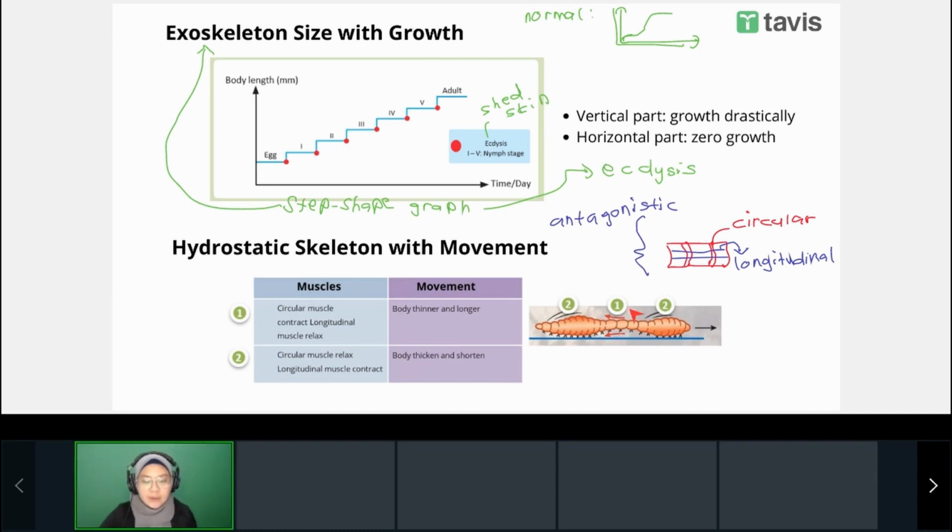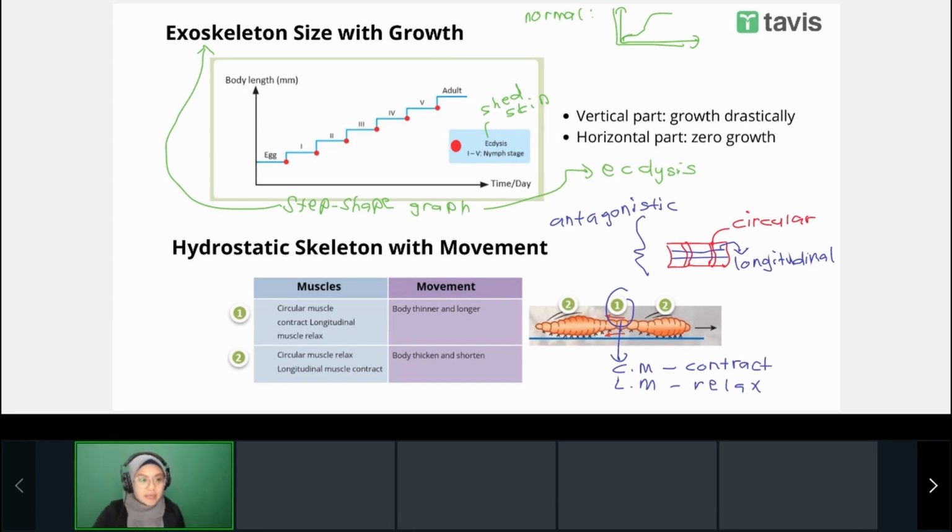What happened during this number one? What happened to the circular muscle? The circular muscle will contract. And when the circular muscle contracts, what happens to the longitudinal muscle? The longitudinal muscle will relax. And what happens in number two is the vice versa.